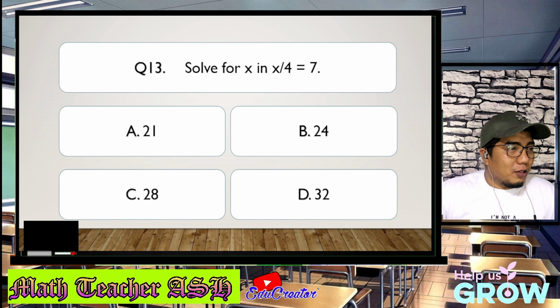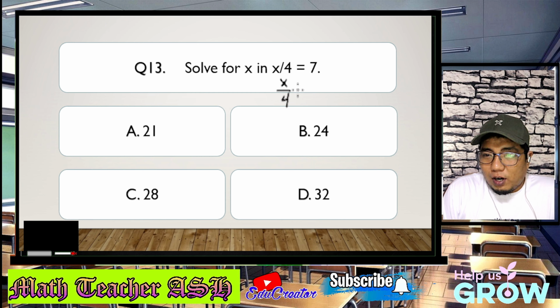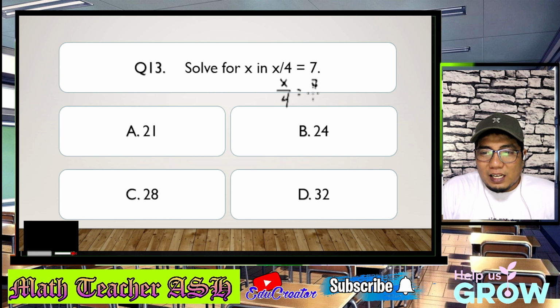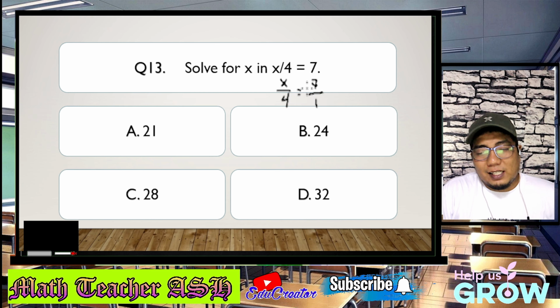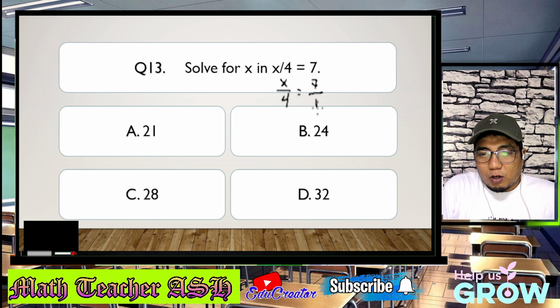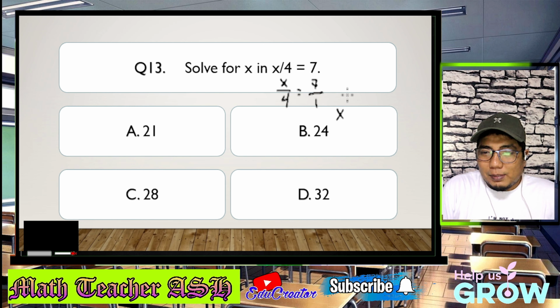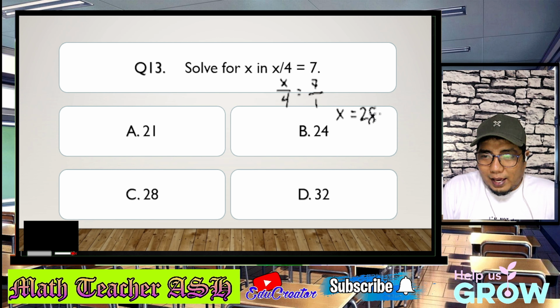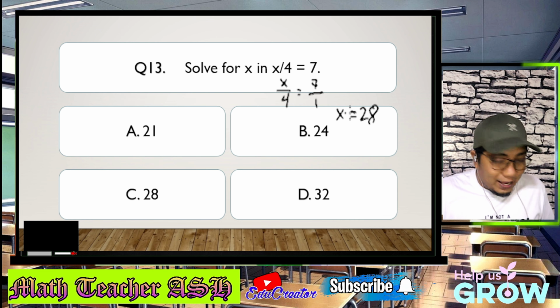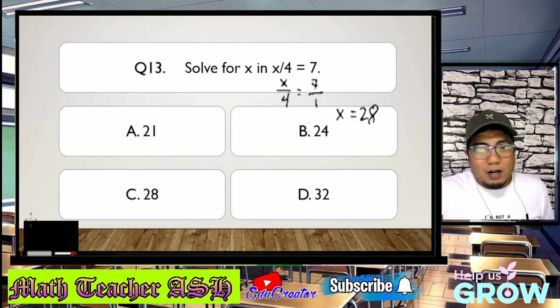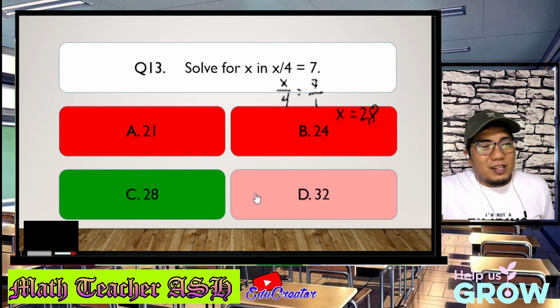Okay, my dear math learners, this is the same way of solving as in our earlier question. So how do we solve for the value of x? You just write it, x over 4 is equal to 7. And then, of course, 7 as a whole number has an invisible 1 as its denominator. And you just apply cross multiplication. So x times 1 gives you x. 4 times 7 is 28. So the final answer would be 28, letter C. Let's check whether we are correct. Easy, right? Very easy, my dear math learners.